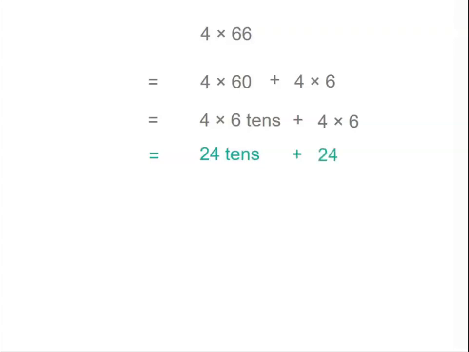4 multiplied by 6 again is 24. So now I can convert 24 tens or rename it as 240 plus 24. So I'm going to add 20, which is 260, and 4, which is 264.